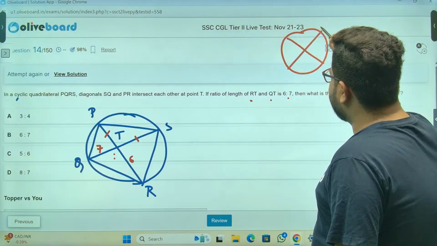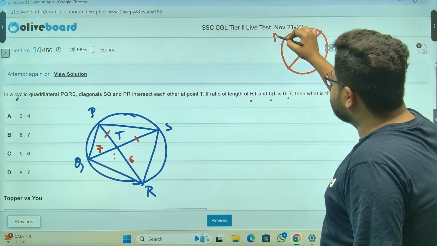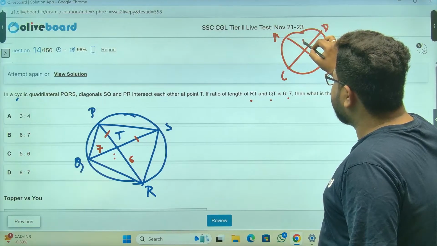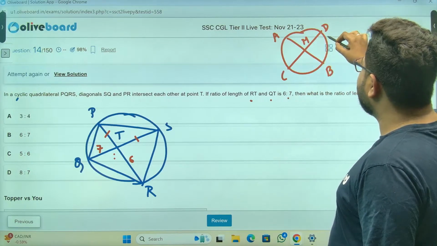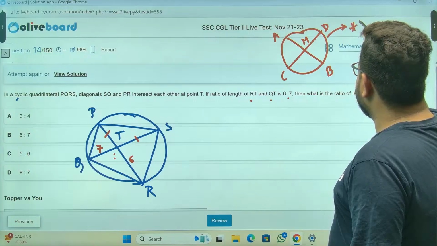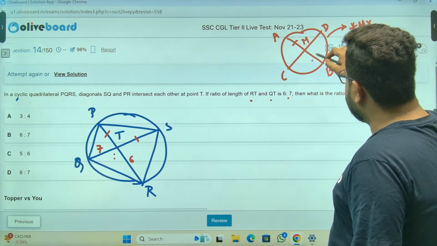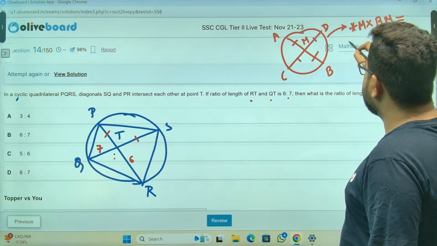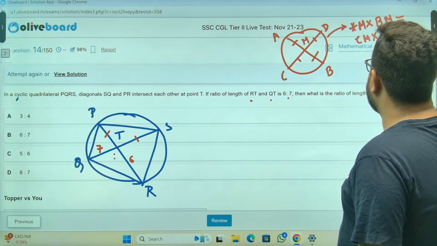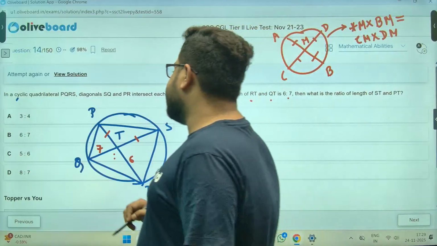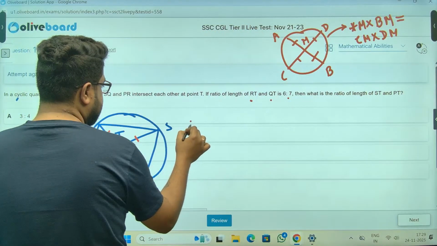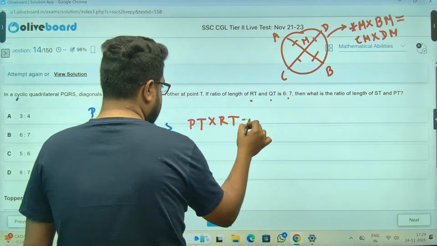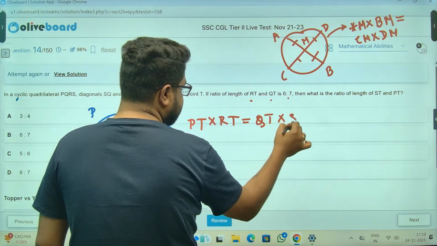So in any circle, if there is AB and CD, two chords meeting at say point M, the property was what? Sir, AM into BM, the other part of the same chord, is equal to CM into DM, sir. Take every chord at a time. So if I use it here, PT into RT will be QT into ST.